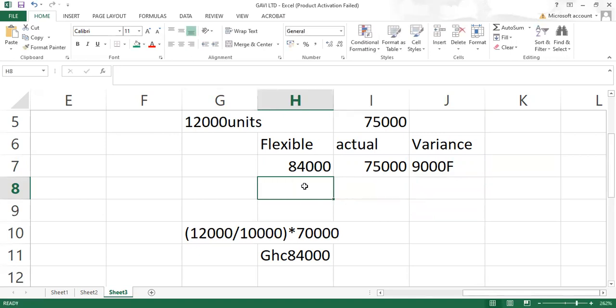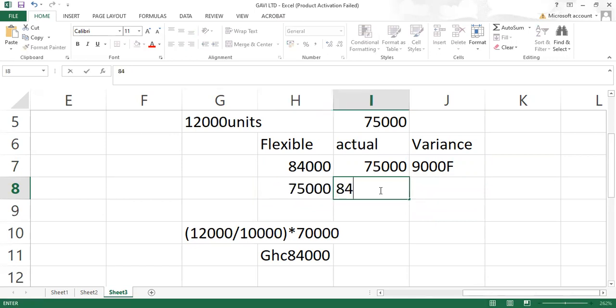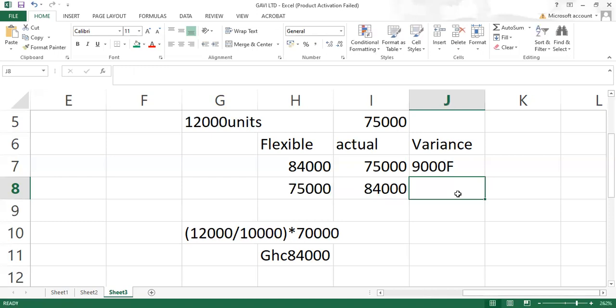Assuming this should have cost us 75,000 and we incur 84,000, what is happening? We've made a loss. We have adverse. Okay, adverse. So we have 9,000 adverse. That is all about the flexible budget.